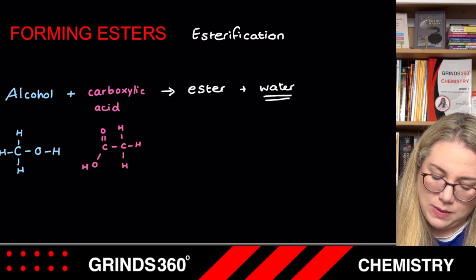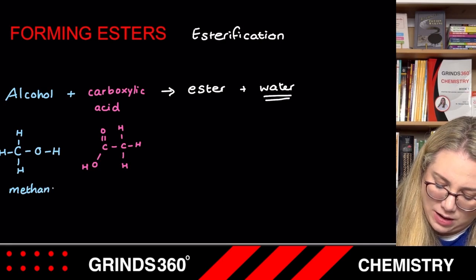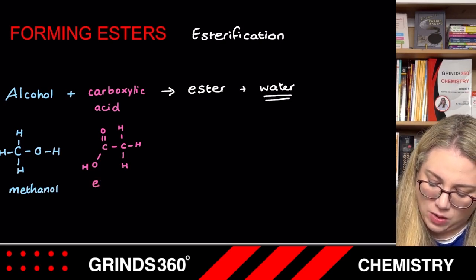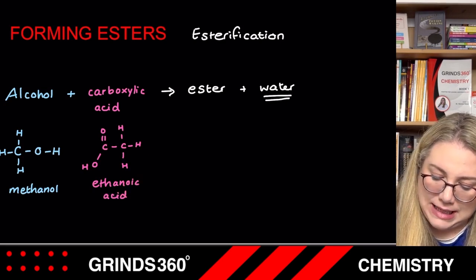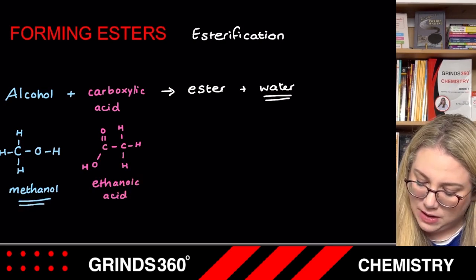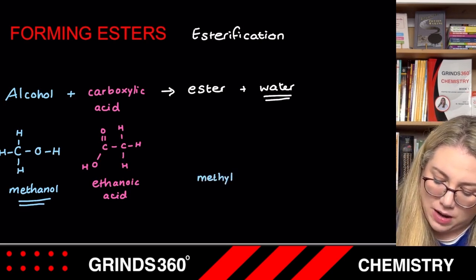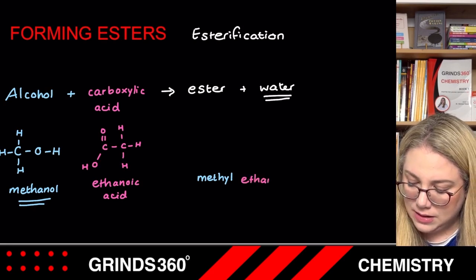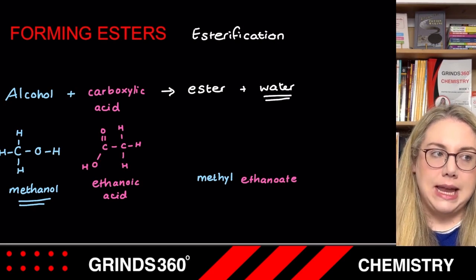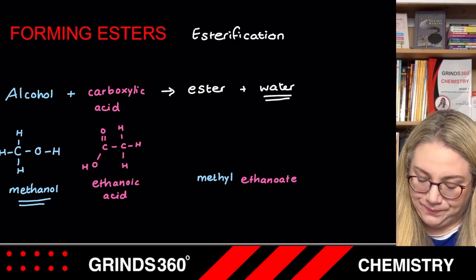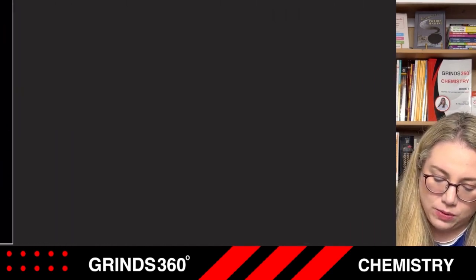Now, before I show you how to draw this ester, we're going to name it. So I know I'm starting with methanol and ethanoic acid. For the name of this ester, take the alcohol part first. So methanol, the first part of the ester's name will be methyl, and then the second part will be ethanoate when the two of those molecules combine. Now, to show how the ester forms, I'm just going to swipe to the right hand side just to give myself a little bit more room.